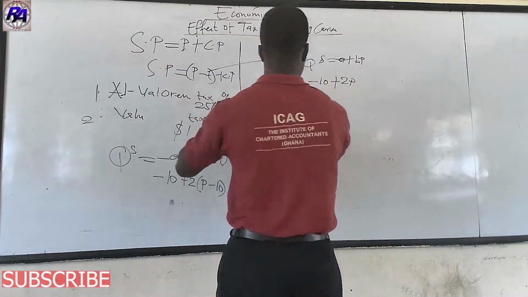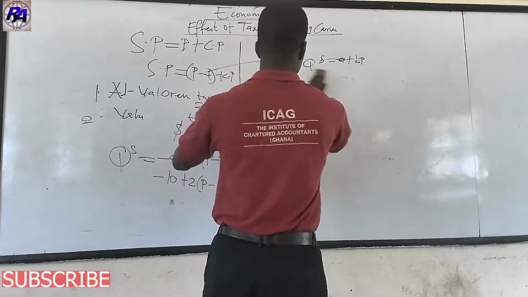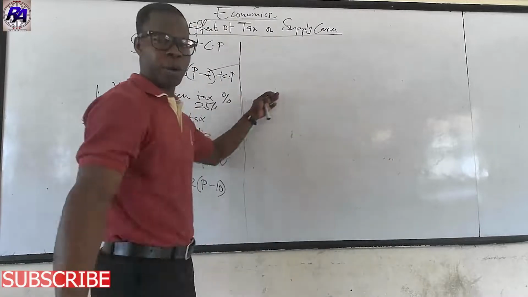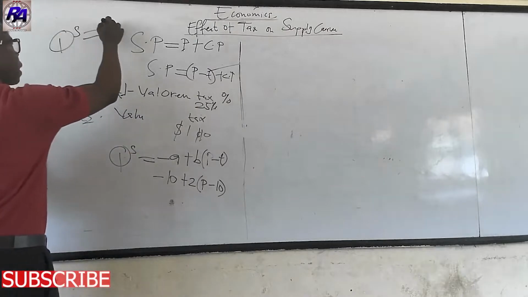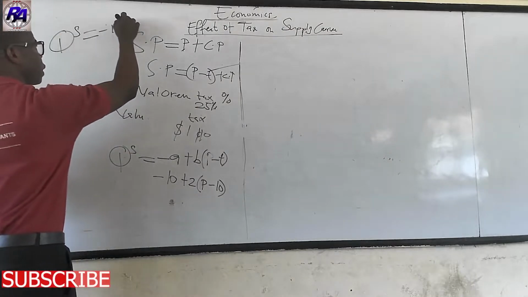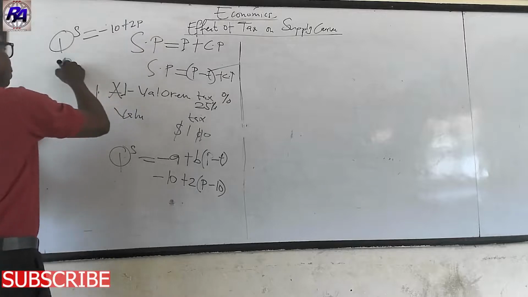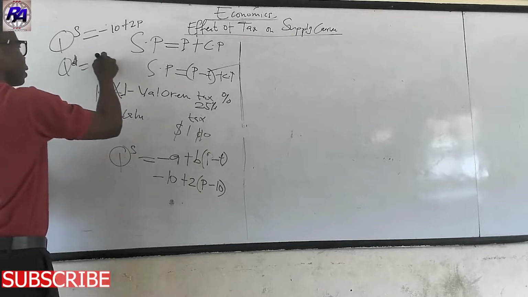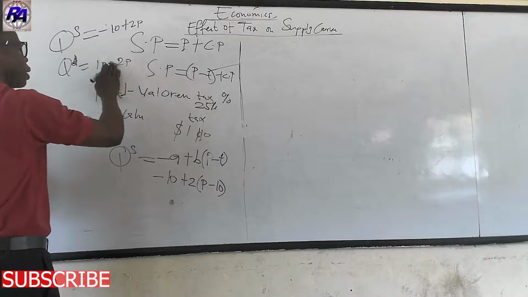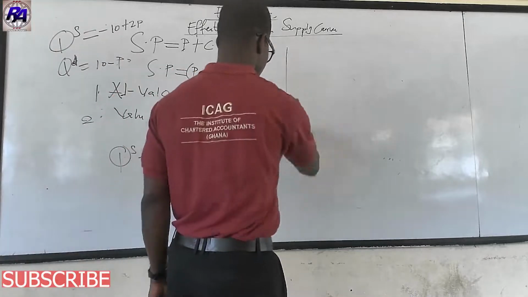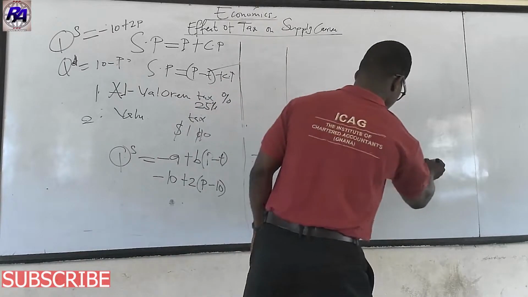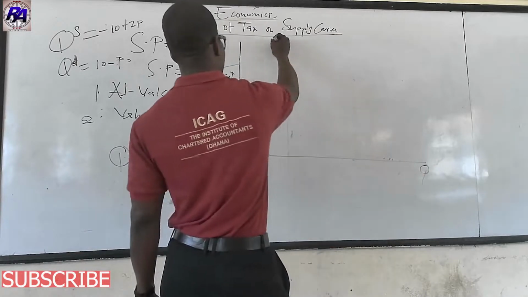So assuming that this is our initial, or original, supply function, which is QS equals negative 10 plus 2P, and we have our QD, the previous one, 10 minus what? 2P, or 10 minus P. So let's plot this one on the graph sheet. So we have our quantity here, and then our price here.